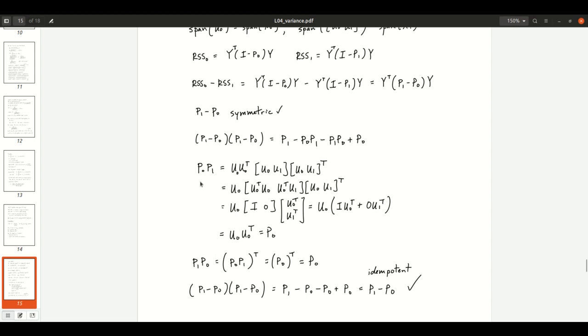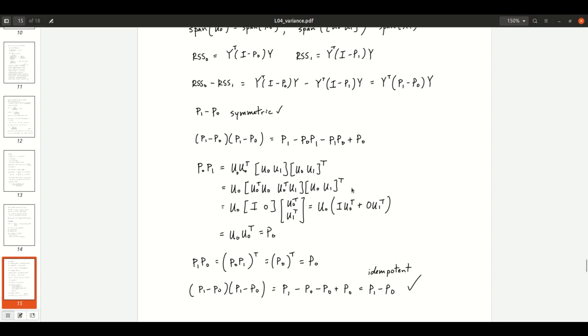So if we look at P0 P1, we get the following. This is P0 and this is P1. If we write this out, we have U0 and we distribute this U0 transpose. We get U0 transpose U0 and U0 transpose U1. So that's U0, this thing times this thing, and then we're leaving this alone. Now if we inspect this, U0 transpose U0 is the identity matrix, and as we said before, U0 transpose U1 is 0. So we're left with U0 times I.